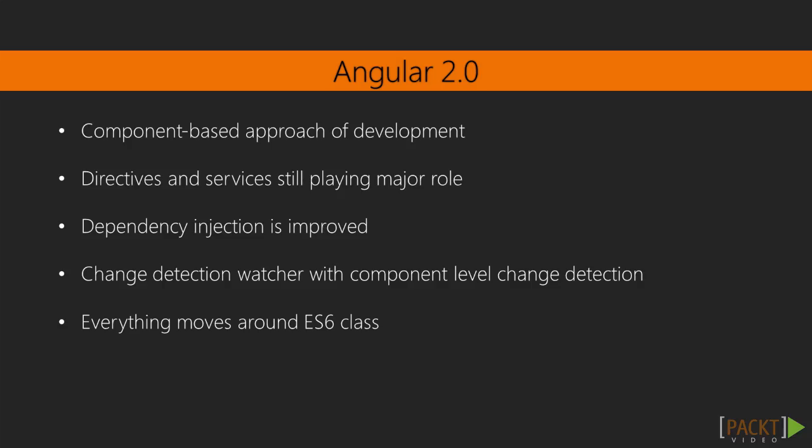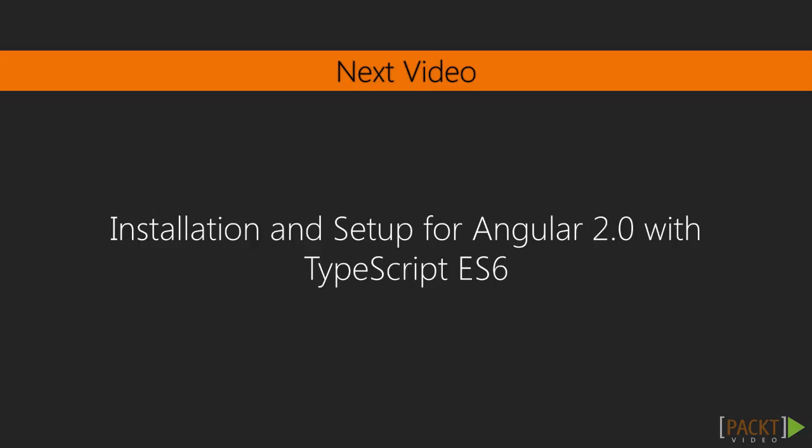While going through the course, you will understand these differences properly. We can define some changes in Angular 2.0, such as its component-based approach to development and directives still playing their role of dealing with DOM. And we are still creating services to inject data back to components. Change detection has improved, and now we have the new router and different ways of dependency injection. In this video, we saw many aspects of Angular 1.x and Angular 2.0. In the next video, we will do installation and setup of Angular 2.0 using ES6 with TypeScript.